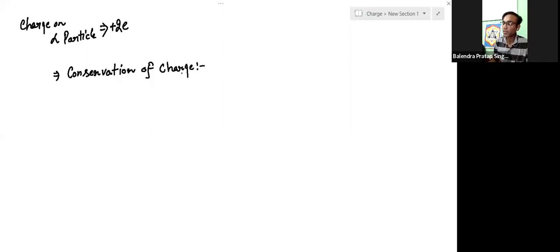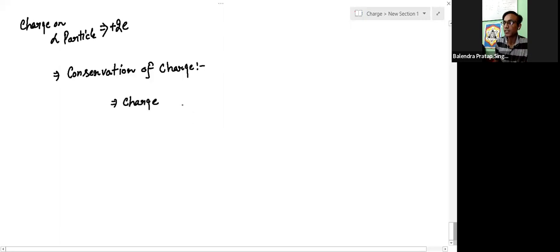So charge can neither be created nor be destroyed.